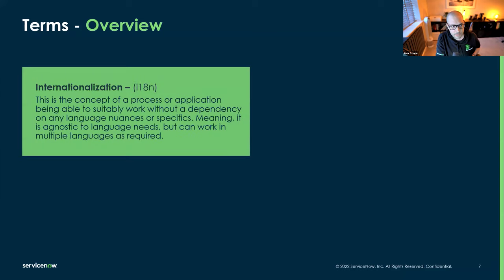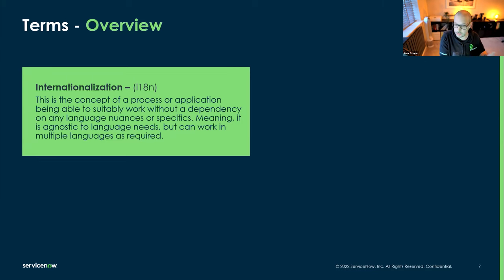The first term that we need to learn is internationalization. The idea here is to say, I've built an app, a piece of software, anything, and it can work with other languages, meaning that the text that we want it to show is understood in the system to be externalized and therefore translatable, but it has no specific nuances or needs for a country or for a language, meaning this app will work.